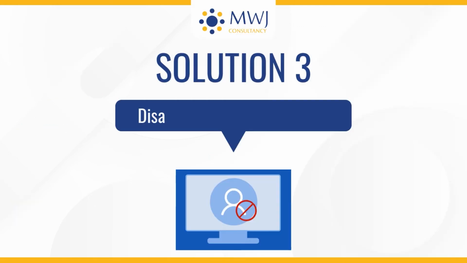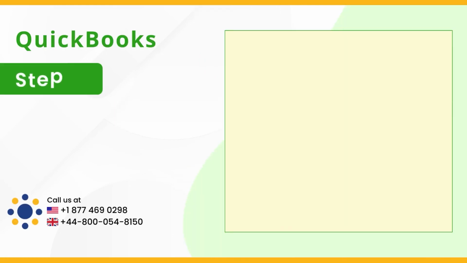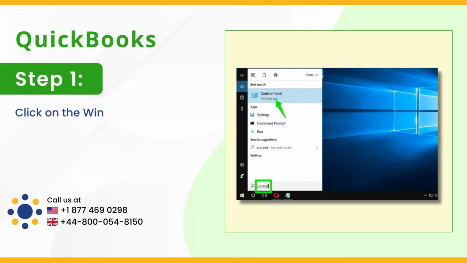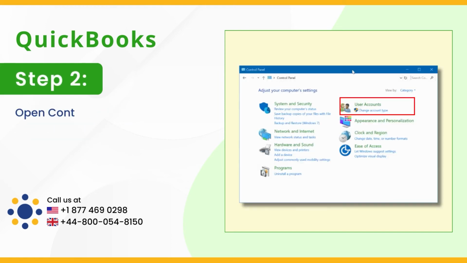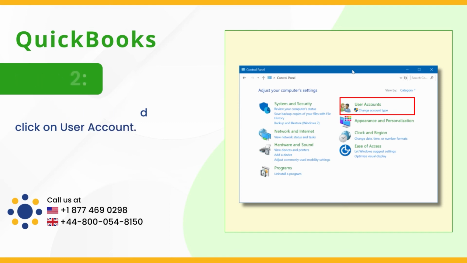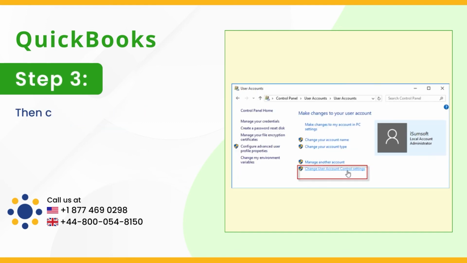Solution 3. Disable User Account Control. Step 1. Click on the Windows Start button and search Control Panel. Step 2. Open Control Panel and click on User Account. Step 3. Then click on Change User Account Control Settings.